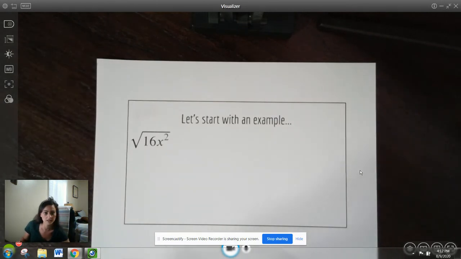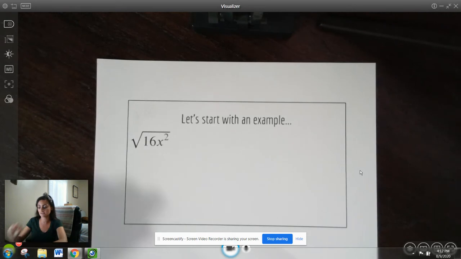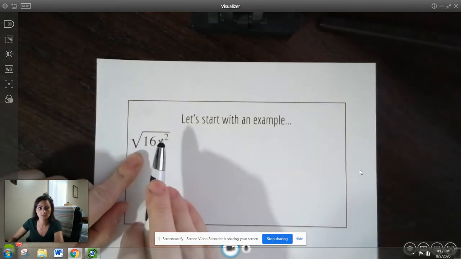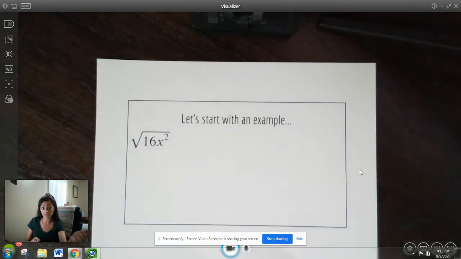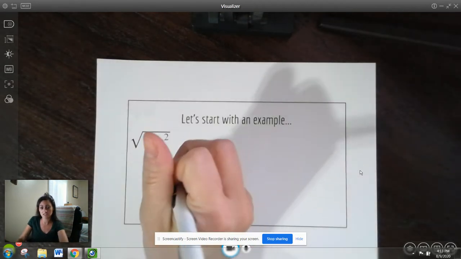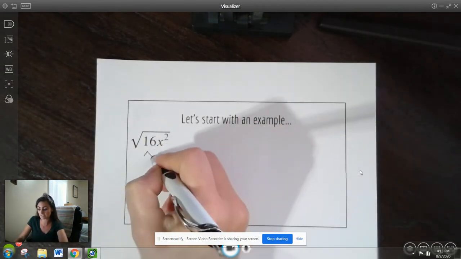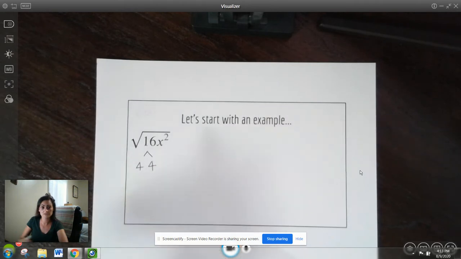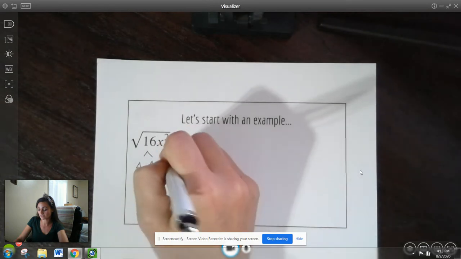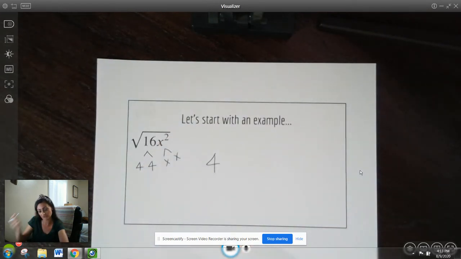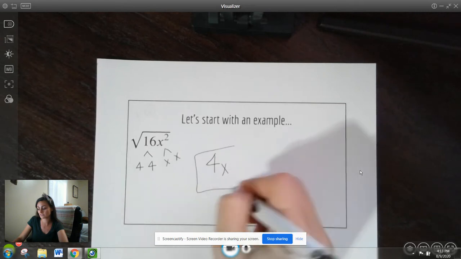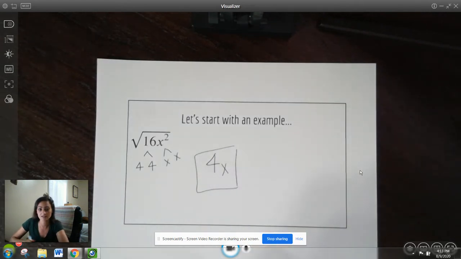I have the square root of 16x squared. So what I'm looking at is, what's the square root of 16? What's the square root of x squared? Well, I know that the square root of 16 is 4 because 16 is 4 times 4. And x squared is just x times x. So the square root of x squared is just x. So I could write that the square root of 16x squared is equal to 4x.